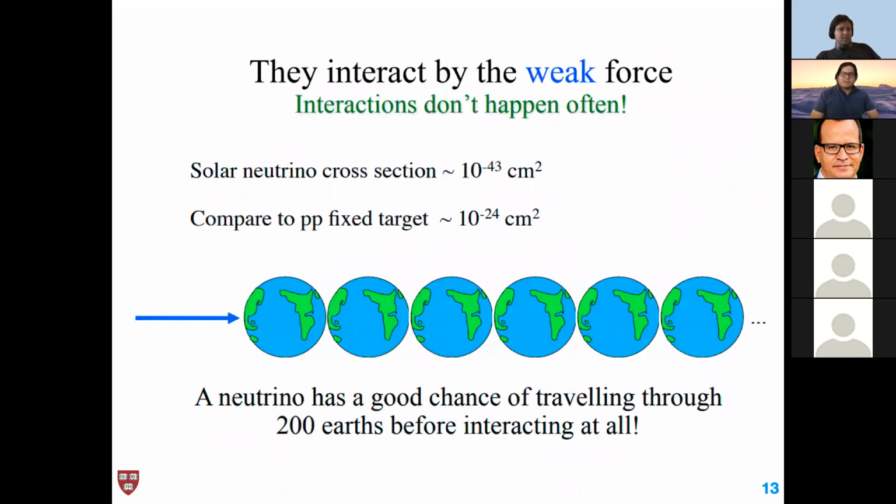Neutrinos only interact via the weak force, which means that their interactions happen very rarely. At the solar neutrino energies, which is a handful of MeVs, the neutrino cross-section with a nucleus is around 10 to the minus 43 centimeters squared. And if you compare that to the cross-section of a proton-proton fixed target experiment, it's typically of the order of 10 to the minus 24 centimeters squared. So there is a 10 to the 20 difference between essentially strong interactions and this weak force. And that means that the neutrino is going to be able to travel through a lot of matter. For example, a solar neutrino at that energy can easily go through 200 Earths if you pile them all together.